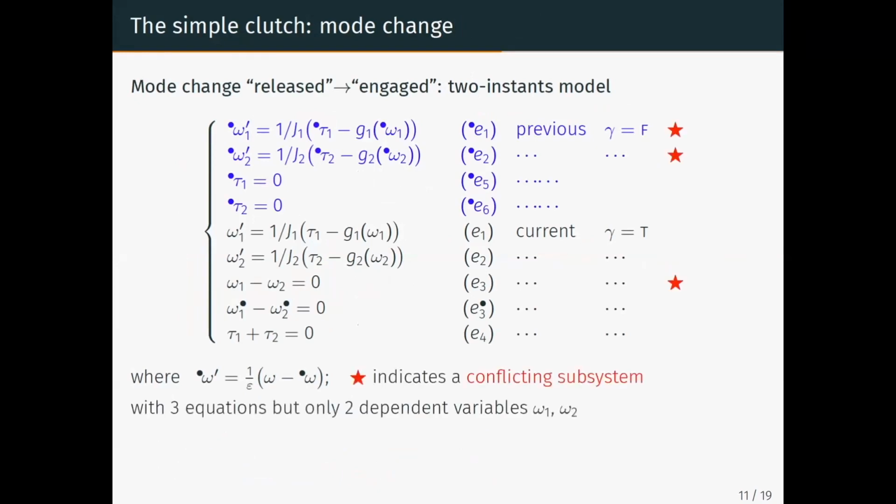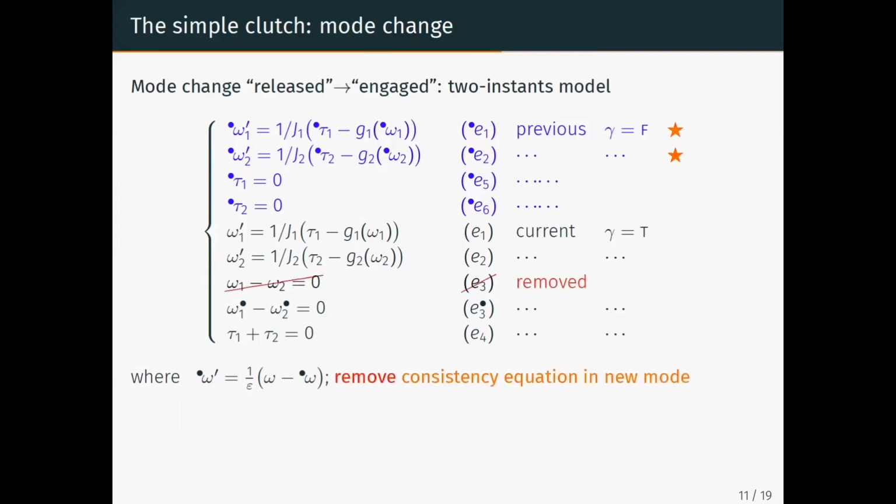The analysis of this system finds that it contains an overdetermined subsystem marked with stars here. This subsystem contains three equations with only two dependent variables. This result is found by a simple Dulmage-Mendelssohn decomposition of the system without any structural analysis in the DAE sense. To resolve this conflict, we state that the past cannot be undone. That is, the first two equations cannot be erased, as they are, quote-unquote, about things that have already happened. Then the only solution left is to remode the consistency equation in the new mode.